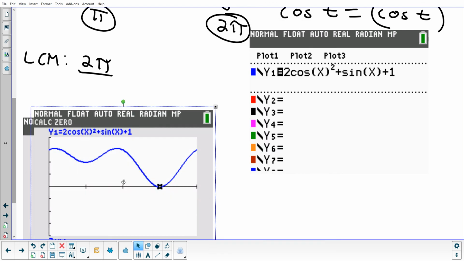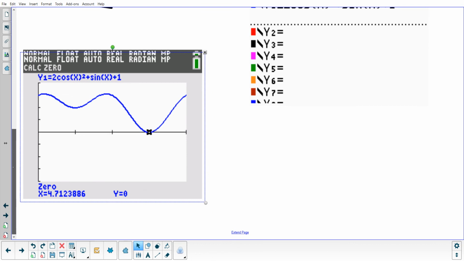And it tells me x is 4.71. Another reason I don't like to read the answer here is because a lot of times the calculator will write that as a fraction with pi, and it's fine if you do it as a decimal. Okay, so 4.71.